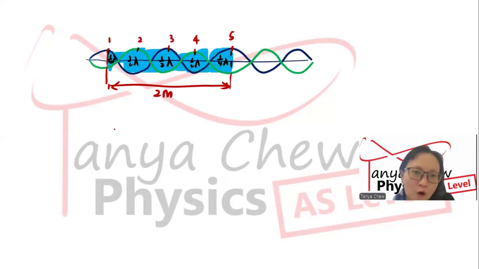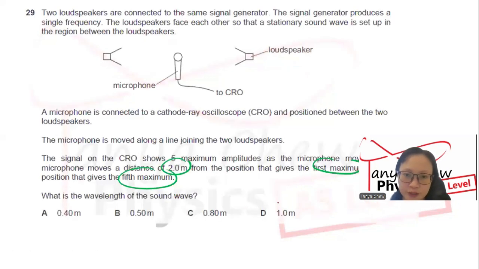So it is 4 over 2 lambda that gives you 2 meters. Lambda is equal to 1 meter. So the answer for this one is D.